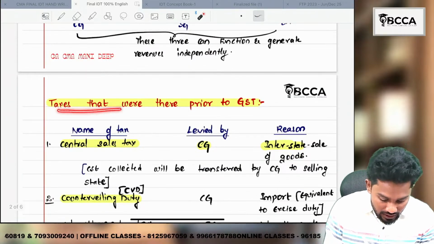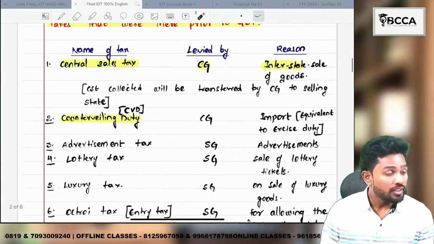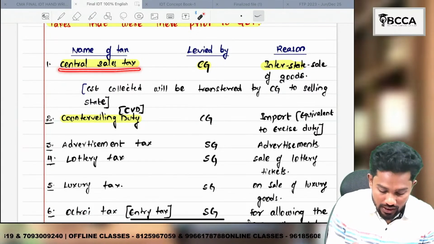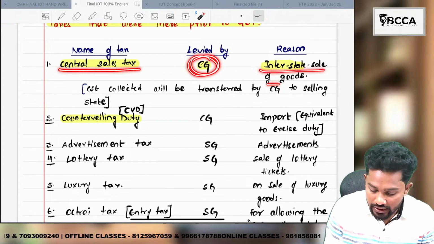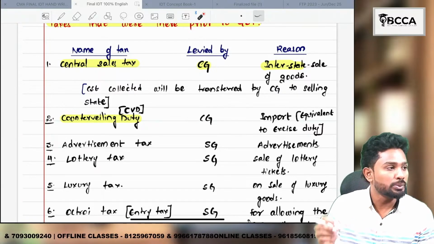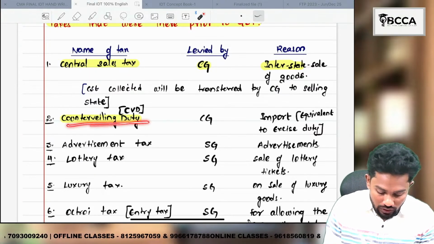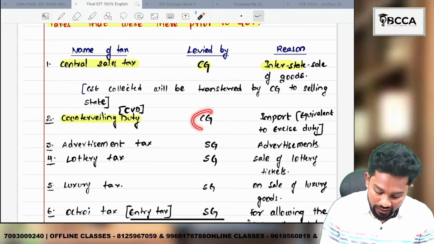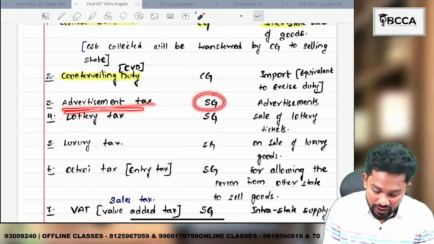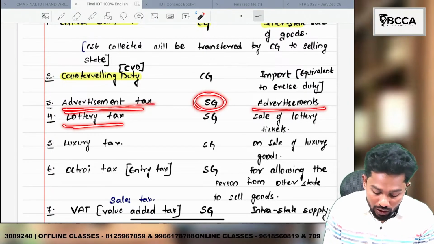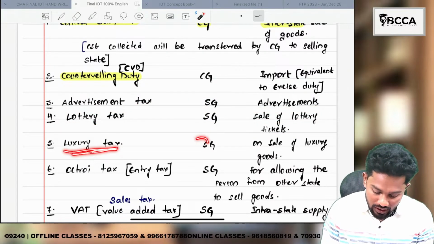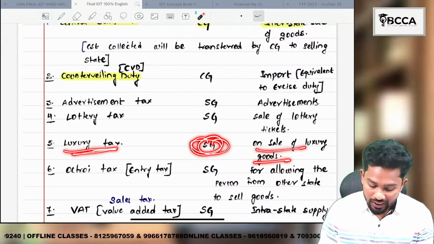Next, taxes that were there prior to GST. What are those taxes? Central sales tax levied by central government on interstate sale of goods. Even though it is levied and collected by central government, it was again distributed to state governments only. Countervailing duty, which we call CVD, is levied by central government on imports. Then advertisement tax is levied by state government on advertisements. Then lottery tax is levied by state government on sale of lottery tickets. Then luxury tax is levied by state government on sale of luxury goods.